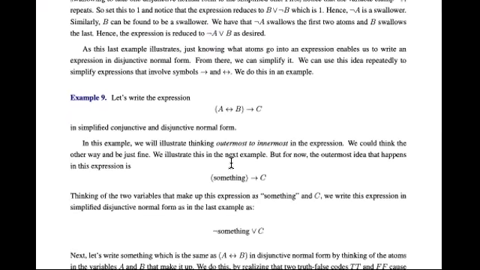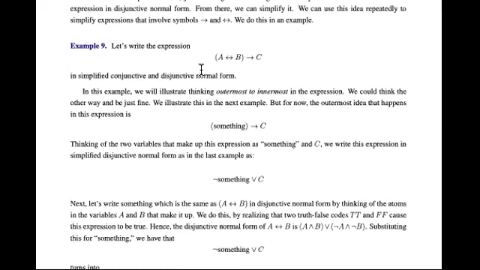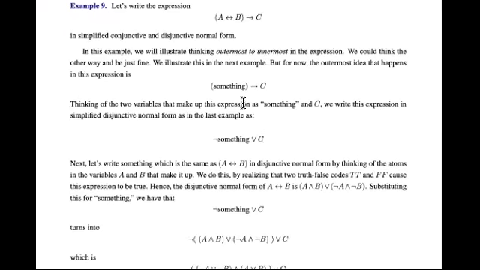Here's another one. Let's write this in simplified conjunctive and disjunctive normal form. To do that, first of all, let's think of it this way. We have something goes to C, or conditional C. And there's a way of rewriting this in terms of ors. If you remember, it's not the first thing, or the last thing. Then we just have to look at what goes in here, the something.